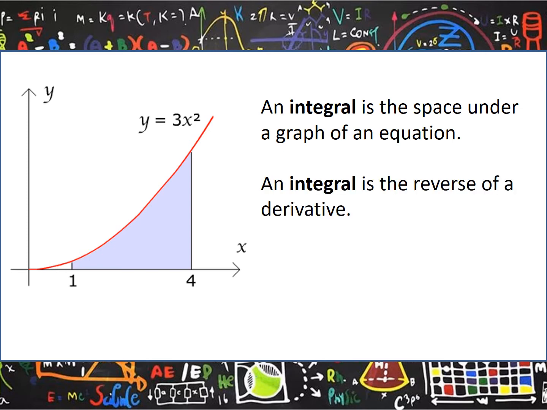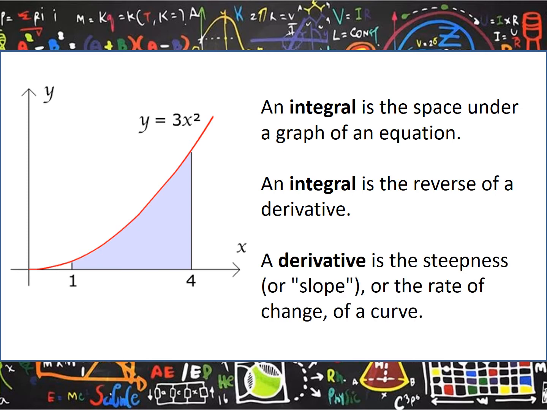You can also consider integral as the reverse of derivative or differentiation. Now, what does differentiation mean? A derivative is the steepness or slope or the rate of change of a curve. Or simply, you can understand derivative is the measure of the slope. In other words, just as I said, integral and derivative are both reversible processes in mathematics.